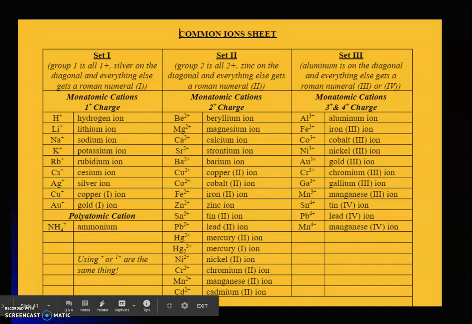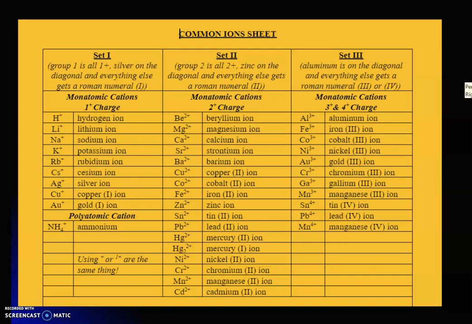Alrighty, everybody, in this example, we are going to do lots of examples on ionic bonding. So it is really important that you know this gold ion sheet. It is literally worth its weight in gold. You have your different sets. You can have your periodic table out in front of you.